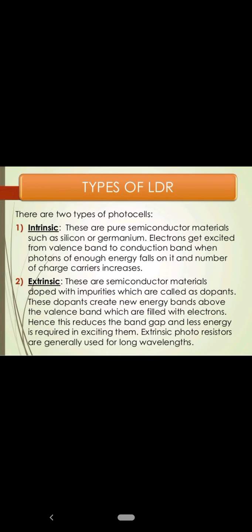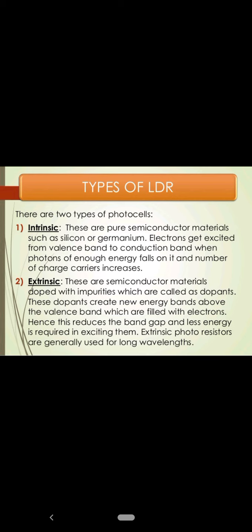There are two different types of LDR, intrinsic and extrinsic. So let's see the definition of both of them. First, intrinsic LDR. These are pure semiconductor materials such as silicon or germanium. Electrons get excited from the valence band to the conduction band when photons of sufficient energy fall on it, and the number of charge carriers increases. Second are the extrinsic LDR.